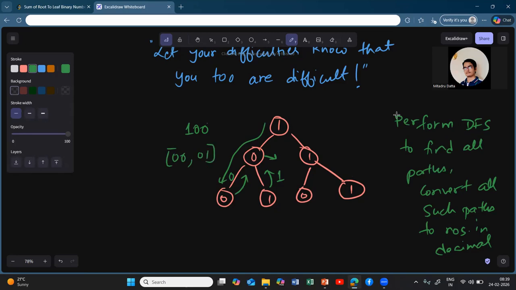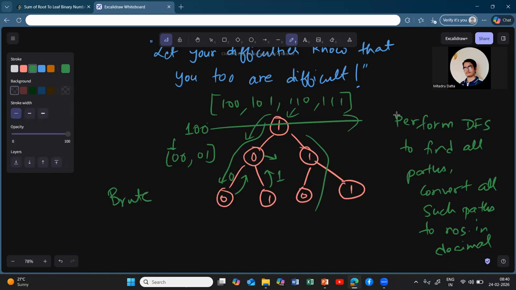Okay, and then again, when you are at this child, from the left child, if you concatenate 1 to all of them, you will get 100 and 101. In this way, let's say you get these numbers also, 110 and 111, and you convert all of them to decimal and just add the answer. Okay, but this is a brute force approach, and with a bit strict constraint, this might also give you a TLE. Okay, so we will not see this.